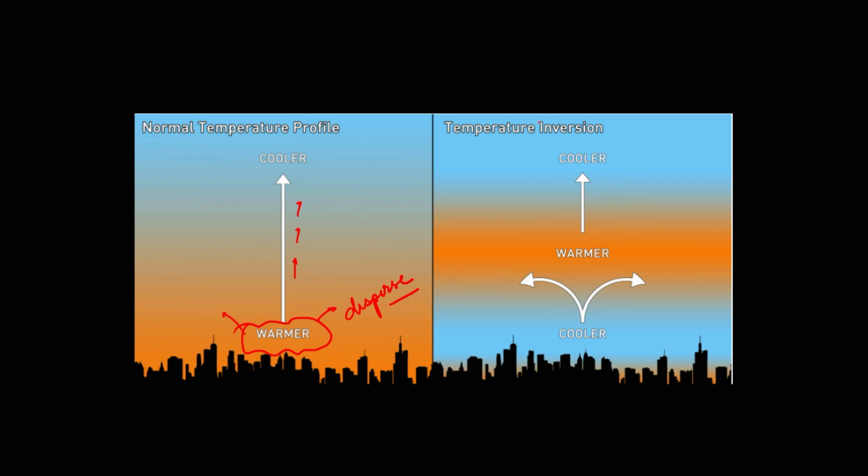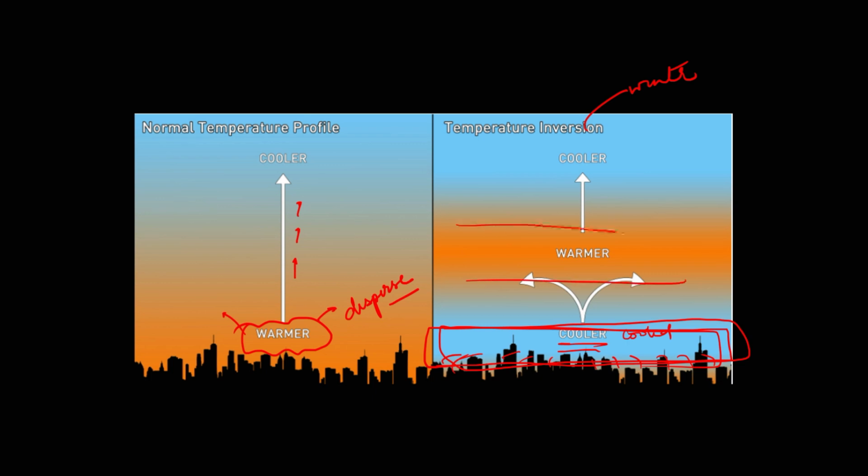However, during the winter season, there is a phenomenon called temperature inversion. Because of clear sky and cold surface temperature, the air near the surface gets cooled. So the pollutants emitted by vehicles, buildings or factories get trapped in this cold layer, because above this cold layer there is a warm layer of air.